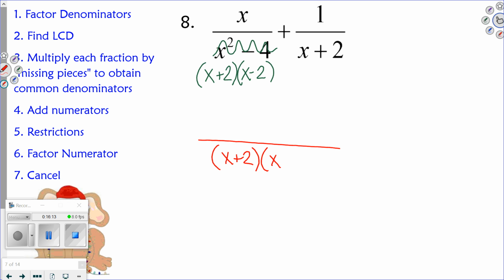Good, x plus 2 and x minus 2. Right, I need an x plus 2, I need an x minus 2. That accounts for everything here. And that one had an x plus 2. I already wrote that down. So I can make it look like this, right?